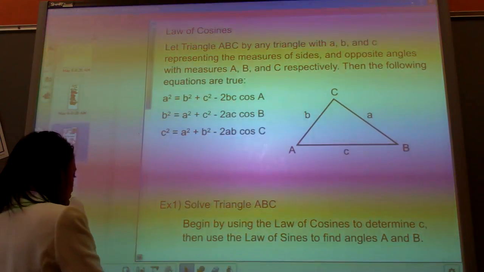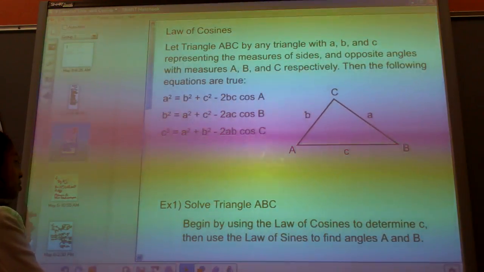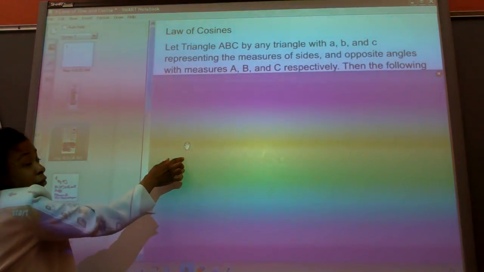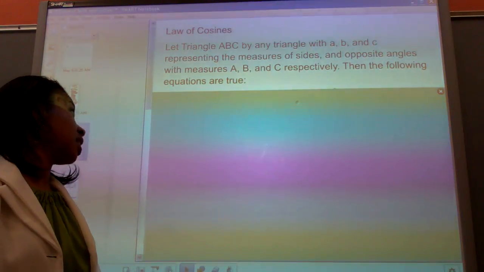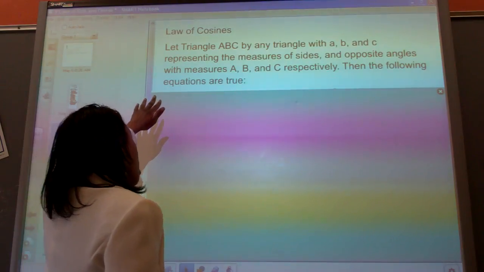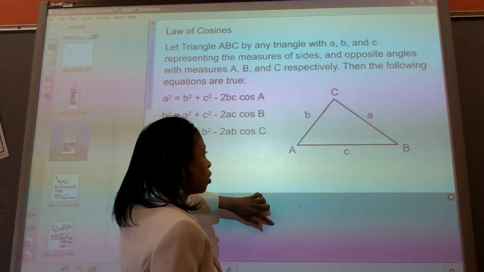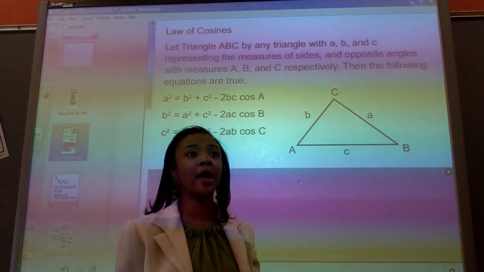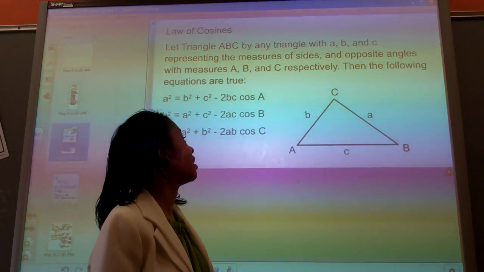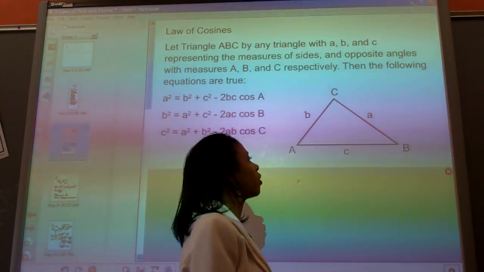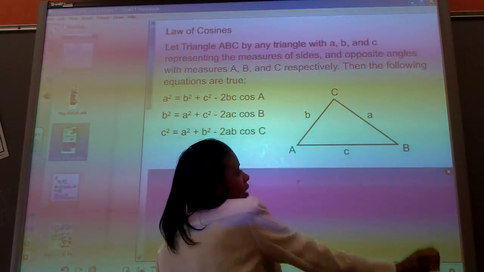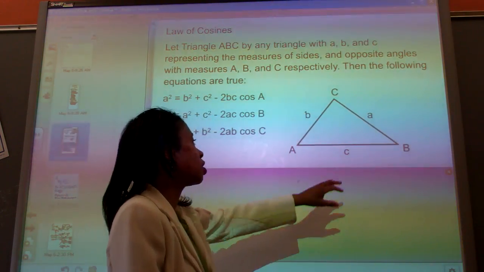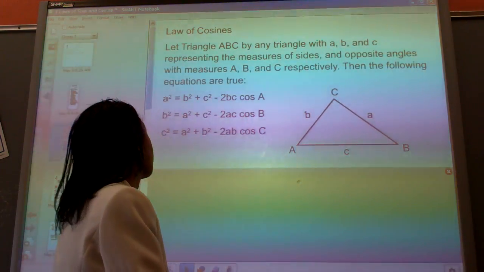Alright, Law of Cosines. Just like Law of Sines, what you need to understand for Law of Cosines is that we use this law when we have a triangle that is not a right triangle. So angle A is not right, angle B is not right, angle C is not right. It's either an acute triangle or an obtuse triangle.